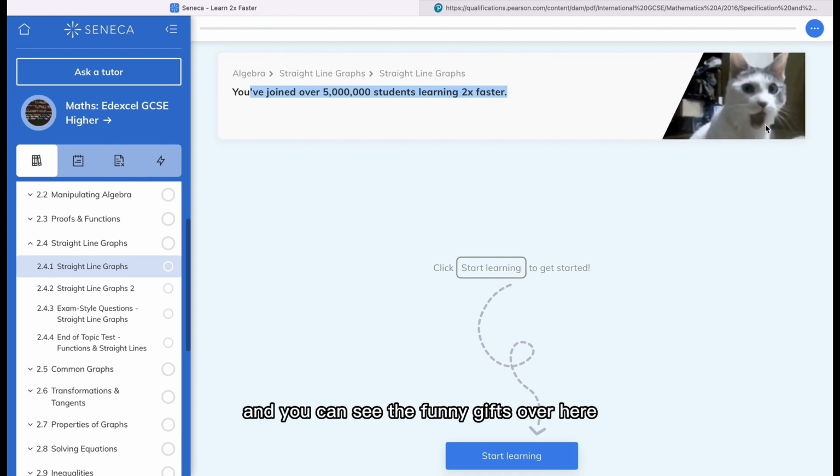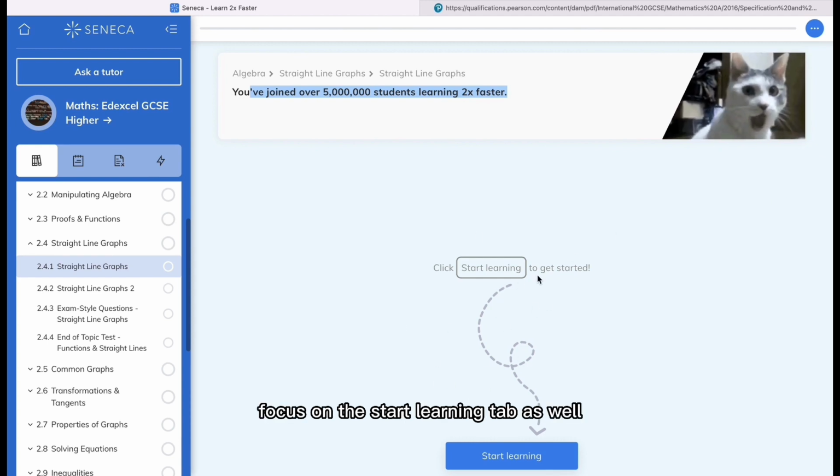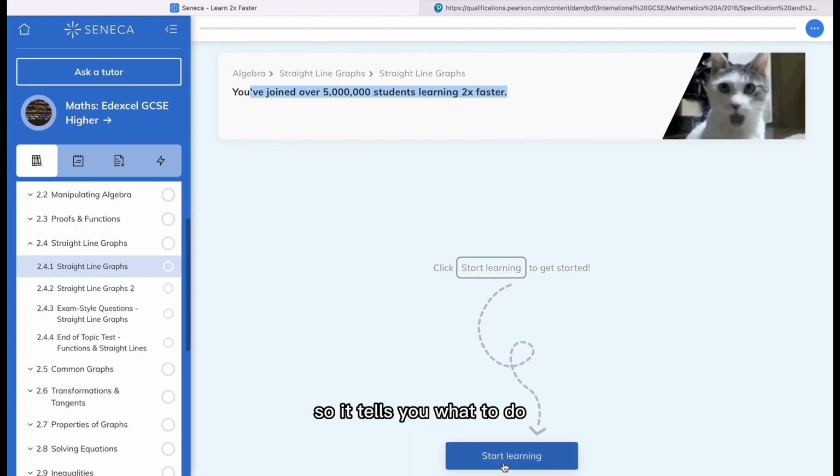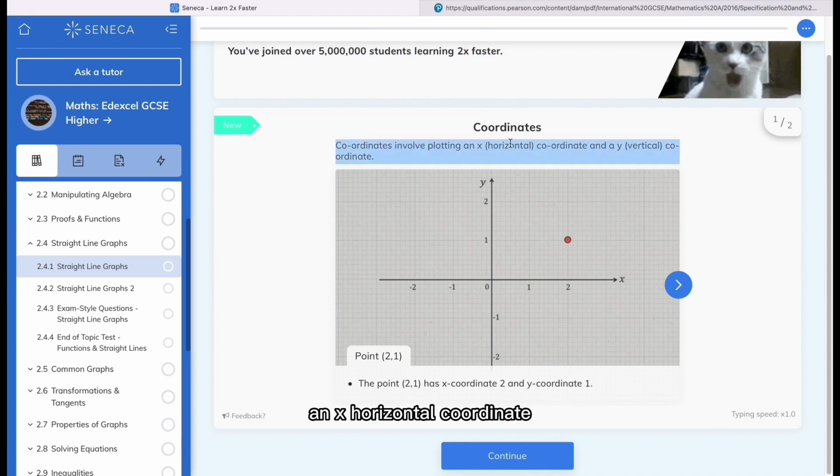And you can see the funny gifs over here to make you focus, so you don't go somewhere else, at the same time, focus on the start learning tab as well. So it tells you what to do. You go to start learning, and this is an opportunity to learn. You're learning about coordinates: plotting an x horizontal coordinate and a y vertical coordinate as well. So this is important. You can learn how you want to learn. I don't read it out loud. I normally read it in my mind. Some people read it out loud, some people read it in their mind.